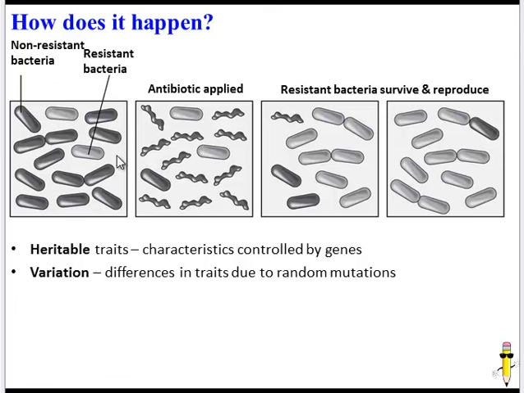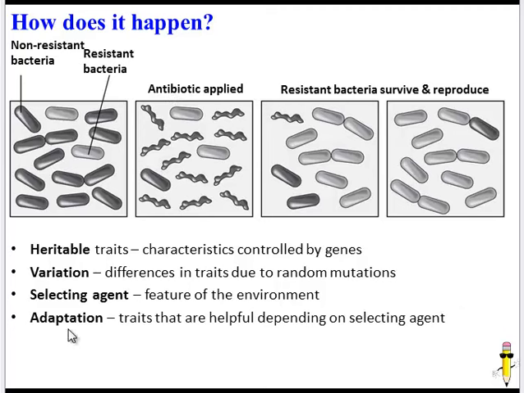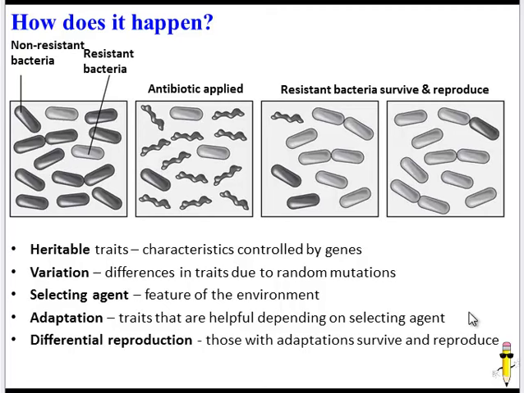There has to be variation in the initial population due to random mutations. There needs to be a selecting agent, some feature of the environment that's going to make certain traits better than other traits. In this case, the antibiotic was the selecting agent. Because of the selecting agent, certain traits become adaptations. They become helpful depending on that particular environmental change.